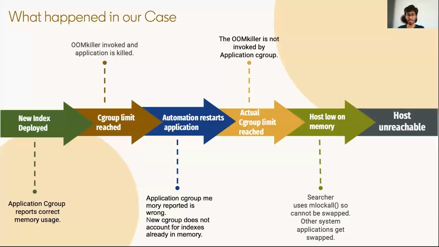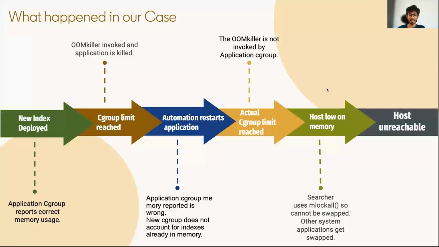Now we reach again a point where the cgroup limit is reached. But this time, the killer is not invoked by the application cgroup. Why? Because like we said earlier, it isn't accounting for the right amount of memory. So from its point of view, it's not using at all. It's not even at its limits. So why should I invoke the killer? And it keeps growing and the host gets low on memory.